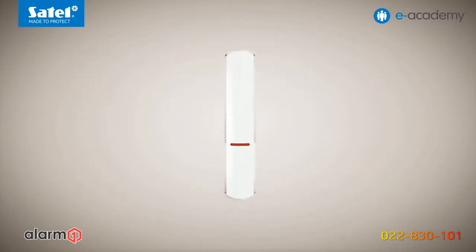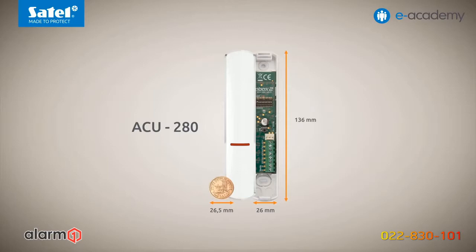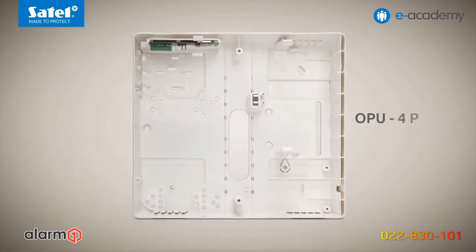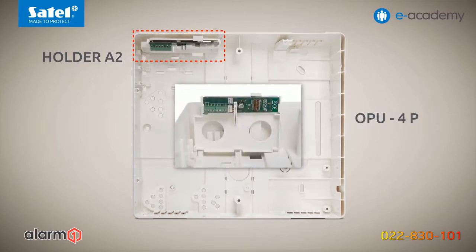Let's get back for a while to the ACU280, the smaller controller. With its compact dimensions, it requires little space for installation. In addition, the PC board of this module can be placed in a special holder, A2 mount, intended for installation inside the OPU 4P enclosure. This ensures not only convenience but also aesthetic appearance of the system.